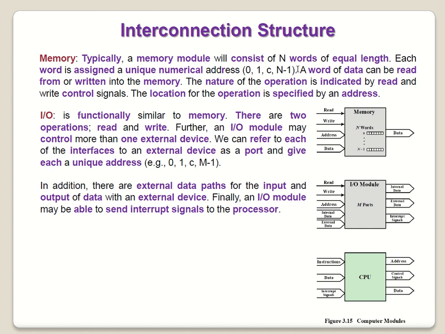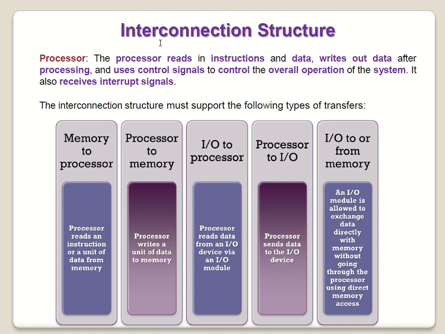So that's what is explained in that paragraph here. The processor reads instructions and also reads the data. And after its performance, like calculations, it writes out the data after the processing, and it uses the control signals to control the overall operations. Moreover, the processor may receive some interrupt signals also. Okay, fine. Now let's look into the types of transfers.